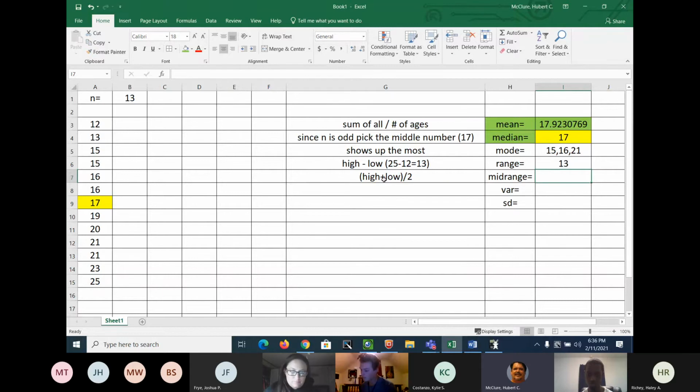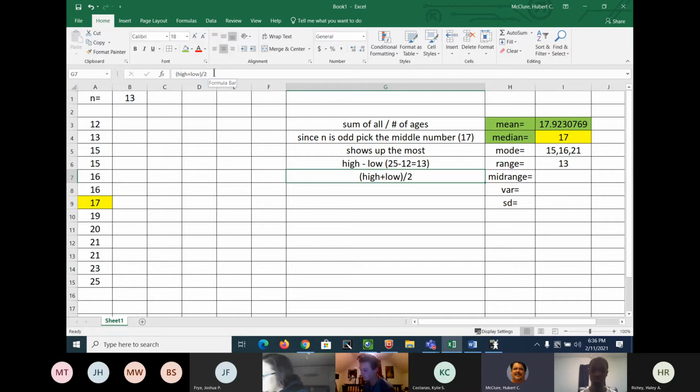I want y'all to do it. High plus the low divided by 2. I got 18.5. All right, let me look right quick. 25 plus 12. Oh, so the plus high. Okay, so the range is when you subtract, and then the mid-range is where you add and then divide.